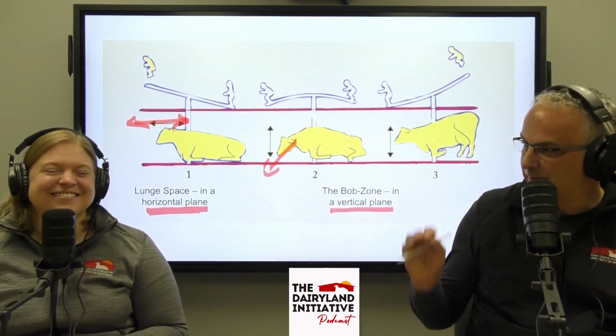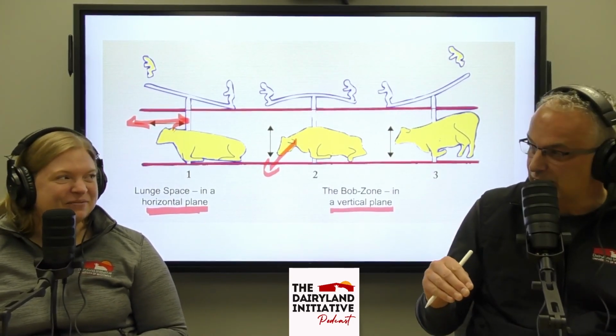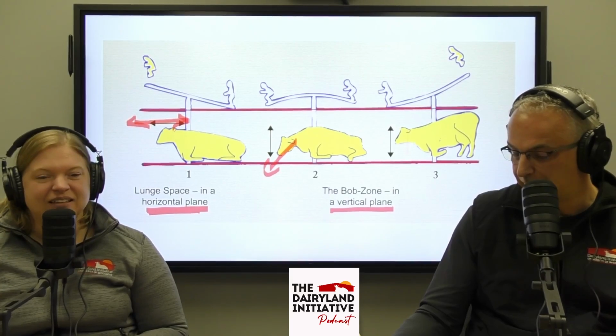So that's the bob. The head goes down to get the weight transfer. Then it goes up.